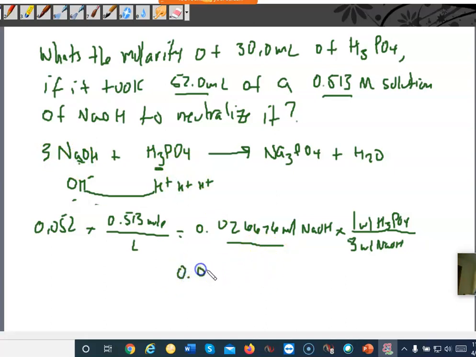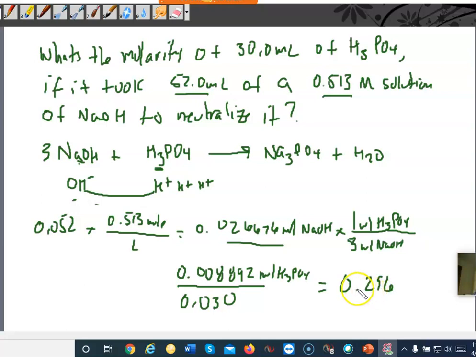So 0.008892. And then you're going to divide this, because this is now moles of H3PO4. You divide it now by your volume, 0.030. And you get 0. Can't remember my writing. Is that a 2? 296? Does that agree? Or is it a 796? What do you guys get? I think it's 296. Yeah, it's 296. Got it. Good. 296. Perfect.